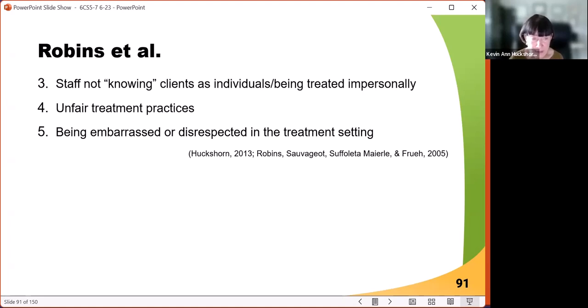Unfair treatment practices. Remember what Beth talked about. People do not do well when they feel like something is unfair or that they're being treated differently, and being embarrassed or disrespected in the treatment setting. Next slide.